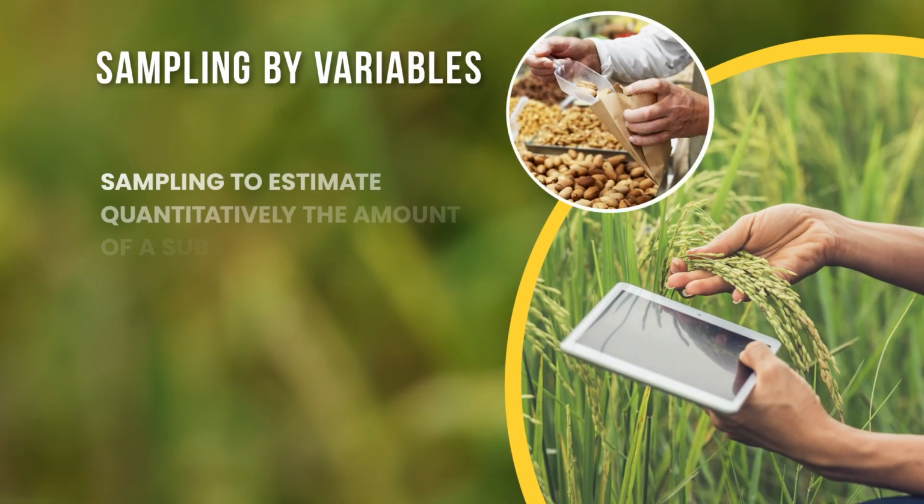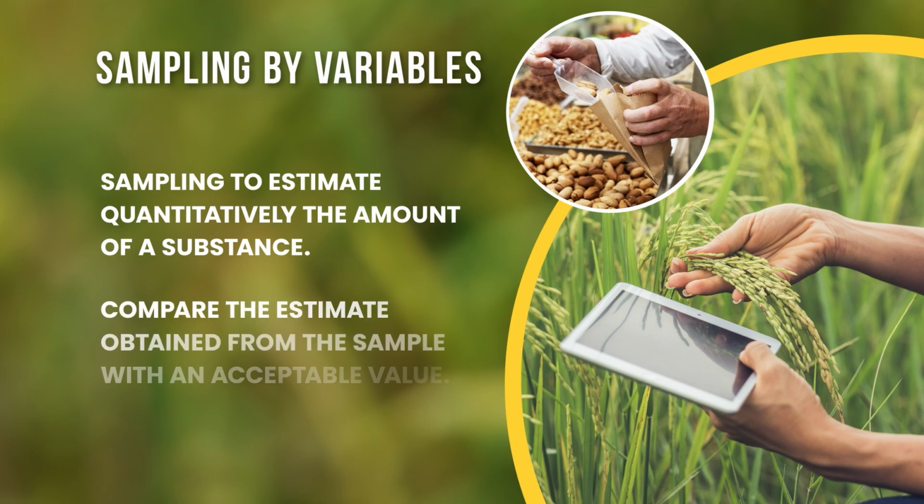So a certain limit, the maximum residue limit, the MRL value, is prescribed, and based on the MRL value, beyond which if it goes, then it fails, but if it is within that, then the sample will pass. So sampling to estimate quantitatively the amount of substance, as I told you, arsenic in water, but not like melamine in milk. Suppose we have said 0, or some microbes are not supposed to be present, then it is not variable sampling, it has to be attribute sampling.